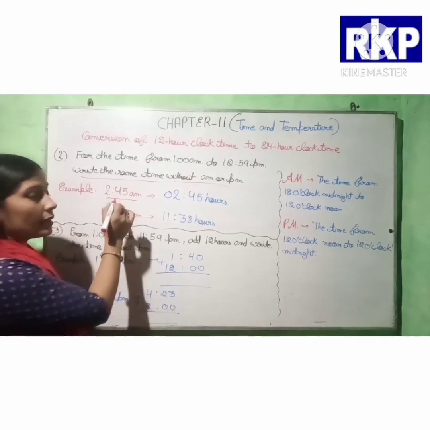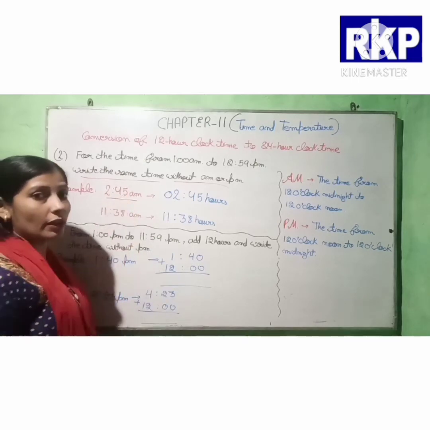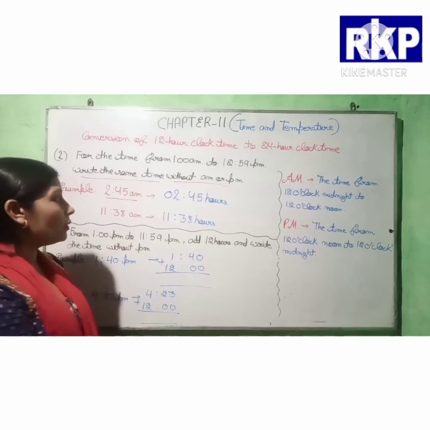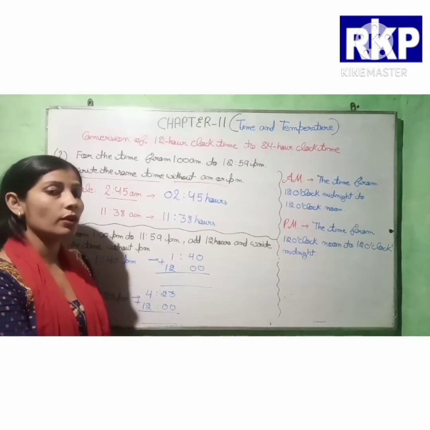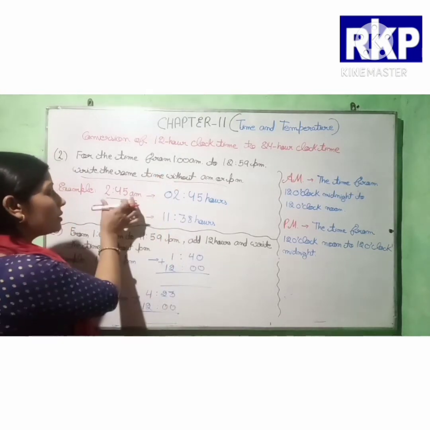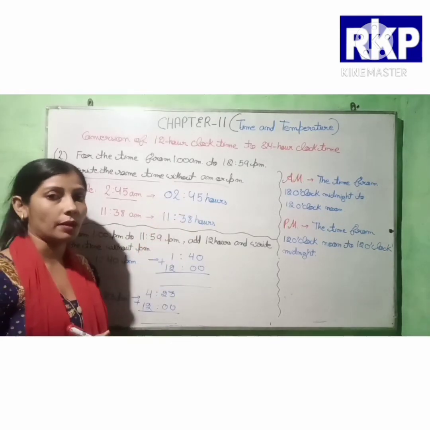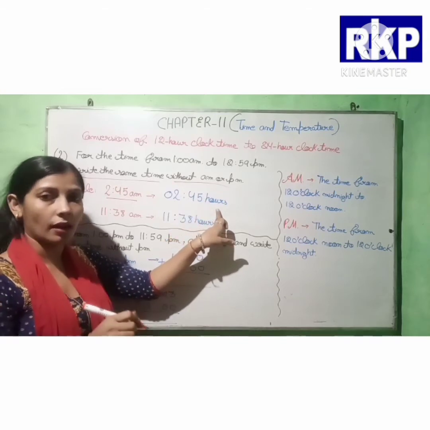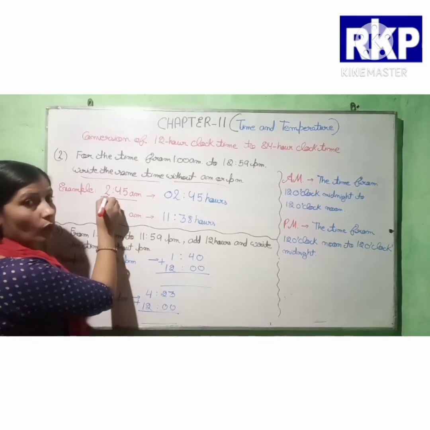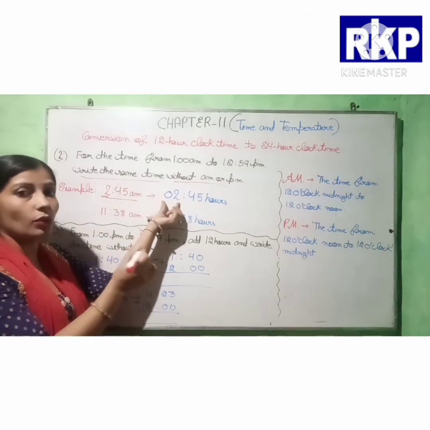Now let us take one example. Here I have written 2:45 am, and we want to change it into 24-hour clock time. According to the rule, we have to write this time as it is, but without am or pm. Here we have to write hours with the answer. Here we have only 2 for hours, so we have to write 0, 2.